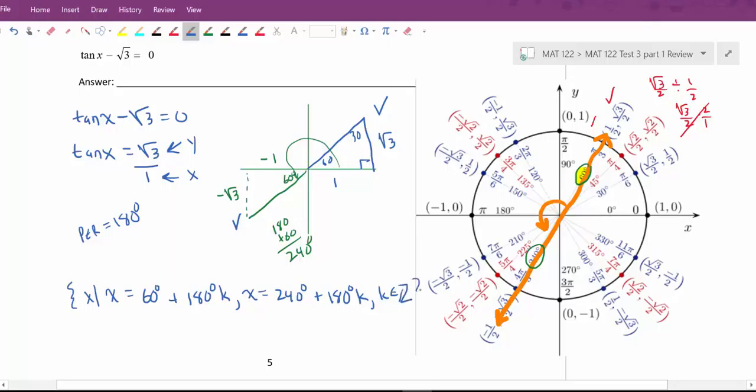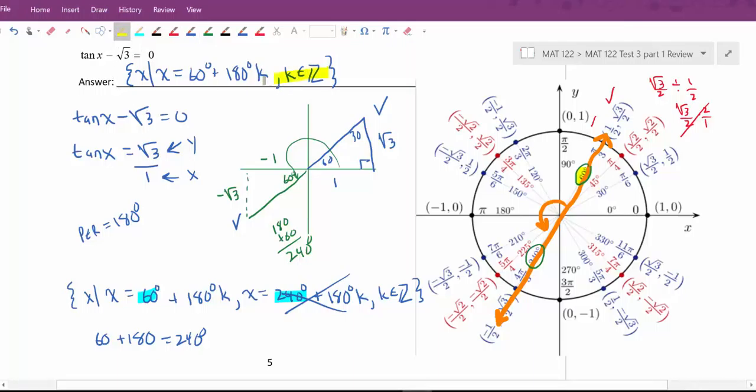But this is unnecessary, because 60 and 240 are already 180 degrees apart. 60 plus 180 gives you 240, so that's not necessary. You just write the answer as the set of x such that x is equal to 60 degrees plus 180 degrees k, with k being an integer. Tangents are unique in that the answers, if they're within quadrants, are always going to be 180 degrees apart, so you don't have to write both solutions like you did in the previous problem.